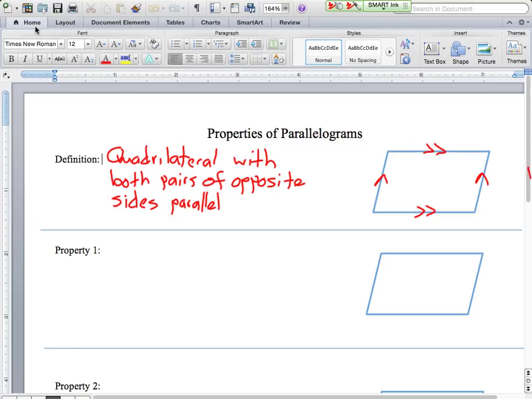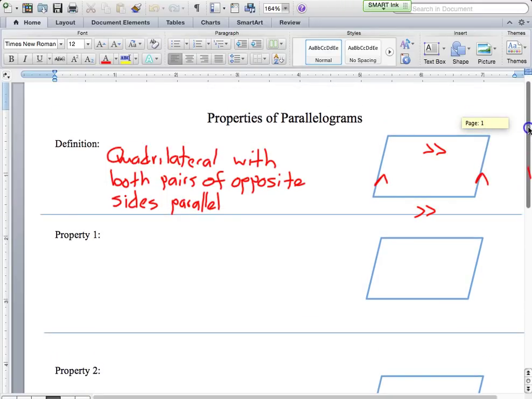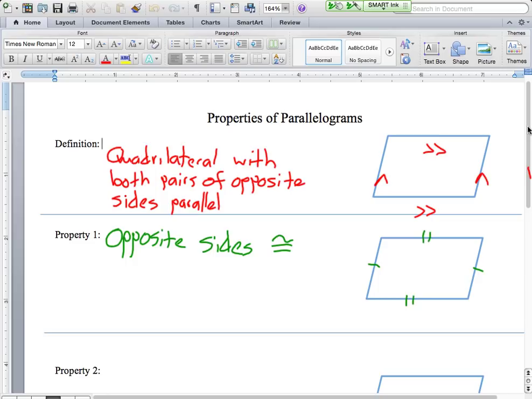So now, as far as properties of a parallelogram, I'm going to talk about a few properties. Okay, so property number one is opposite sides are congruent. So that means this side and the side opposite it over here are going to be the same length. Also, these opposite sides are going to be congruent as well. So that's the first property you need to understand, that opposite sides of parallelograms are always congruent to each other.